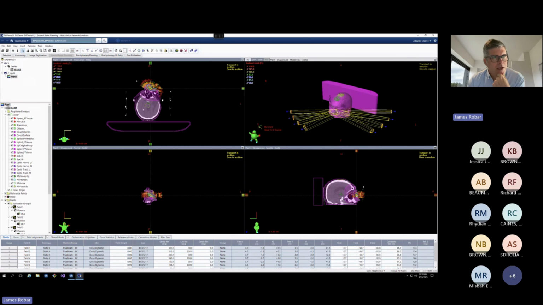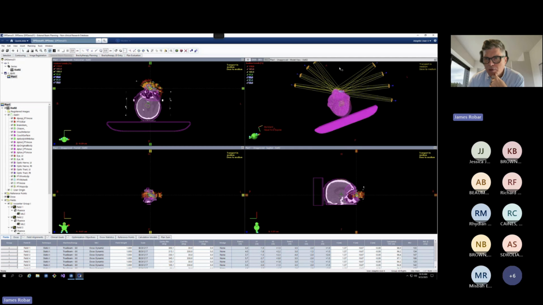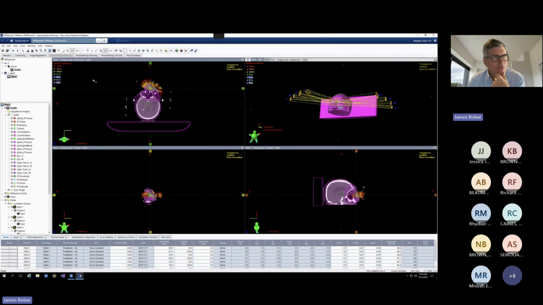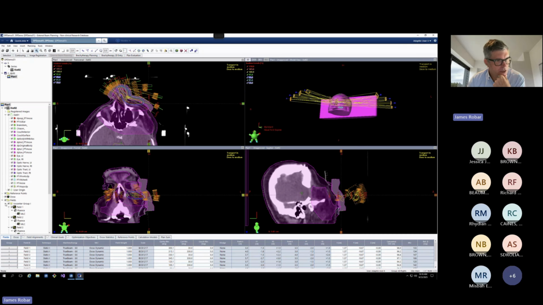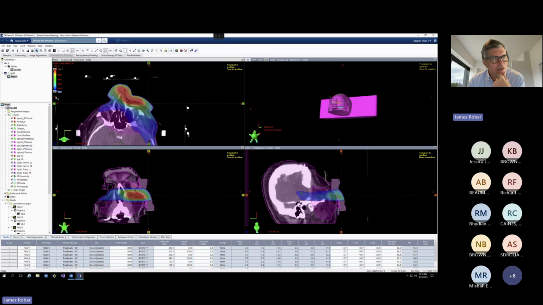Here's our plan. Remember, we had asked for 8 beams, tangential approach. Here it is. And if we zoom in a little bit on this, I'm just going to turn off the fields to clear this up a little bit. I like to look at dose wash. So you may have noticed on the UI of DermaPlan RT that we had normalized covering by the 95% isodose surface.